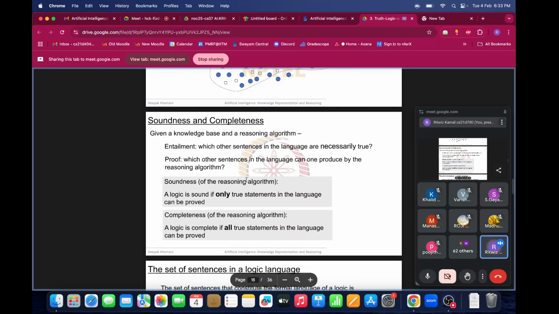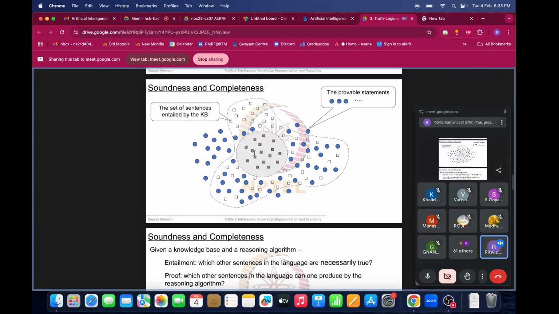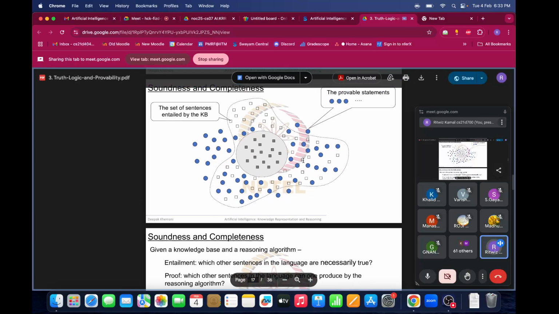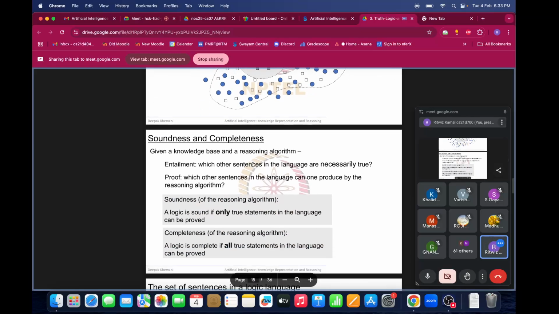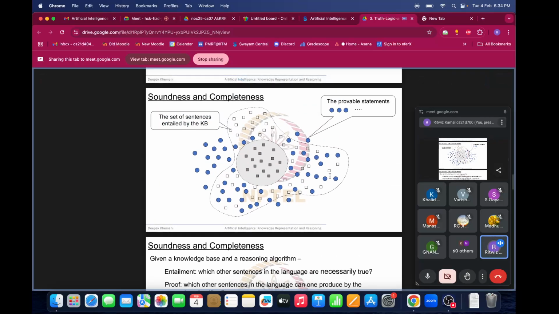And about soundness and completeness, they are specific to the reasoning algorithm that we are applying, not the statements themselves. A logic is sound if it can derive only true statements. Basically, if we apply some logical reasoning machinery that can only give us sentences that are within the boundary given to us in this figure, then that is a sound logical machinery. It is complete if it can derive all true statements. If it can derive all of these true statements, then we say that the logical machinery is complete.